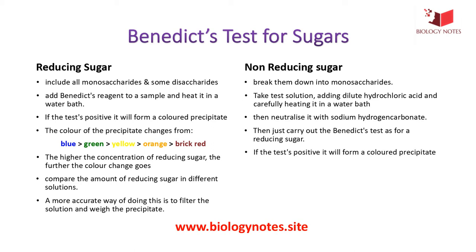If the test's positive, it will form a colored precipitate, as for the reducing sugars test. If the test's negative, the solution will stay blue, which means it doesn't contain any sugar, either reducing or non-reducing. Tip for the practical test: always use an excess of Benedict's solution. This makes sure that all the sugar reacts.